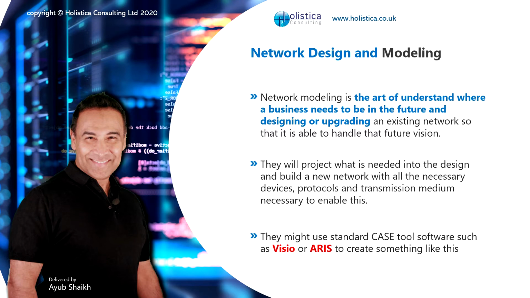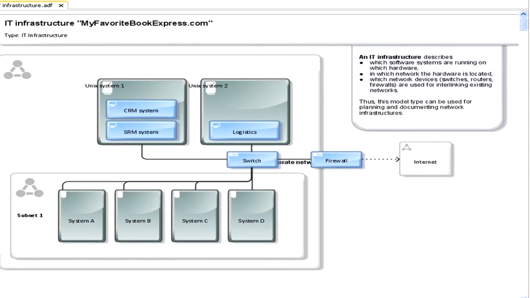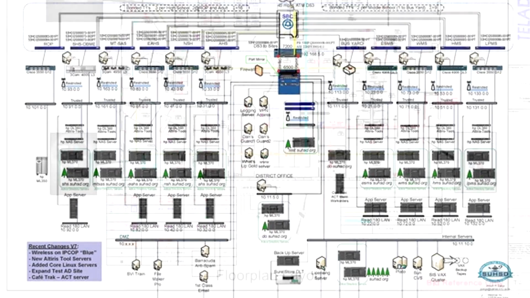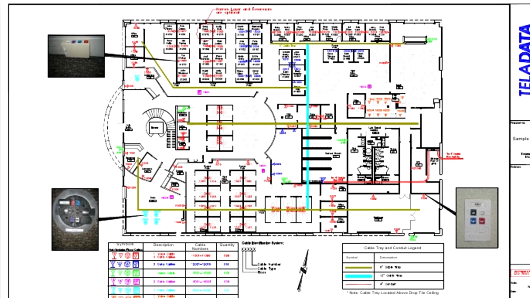Here, budgeting will also come into play. The network model will also show logical flow of data and the connectivity between nodes. Now, they might use a standard case tool software such as Visio or Aris to create something that looks like this. However, of course, it could be a bit more complex and it will look like this. Once they've got a conceptual network model like this, they may even need to superimpose that onto a physical floor plan, which looks like this.